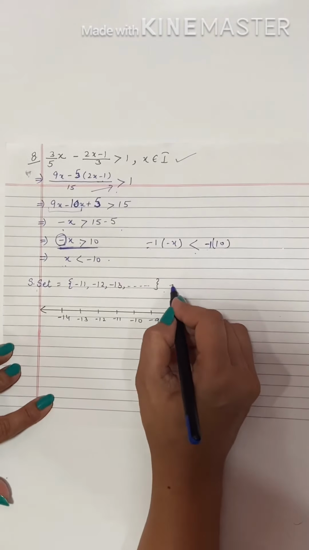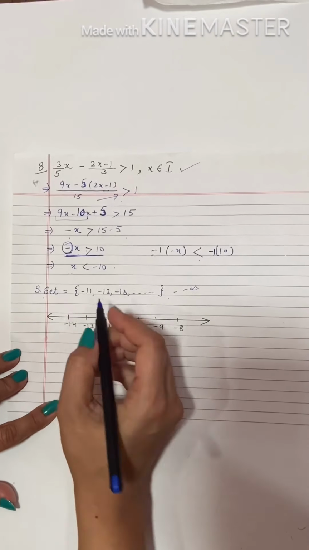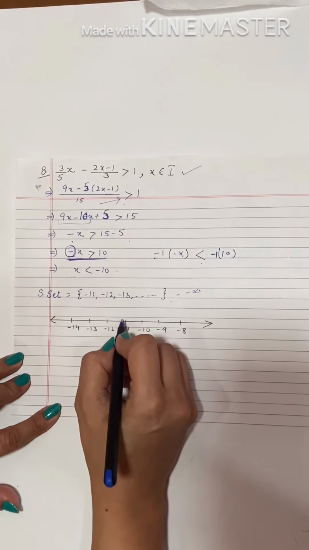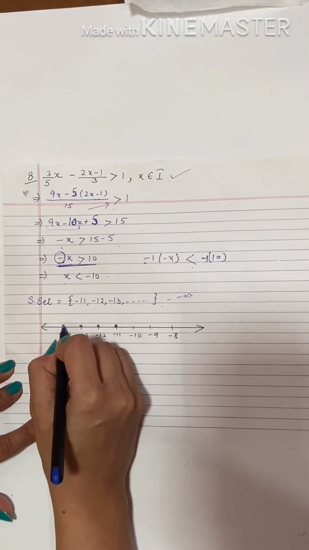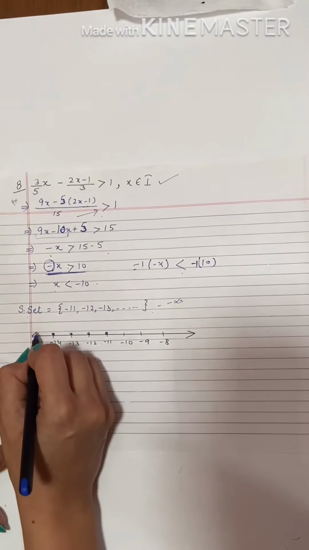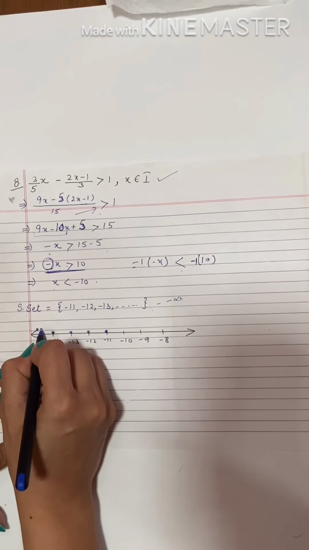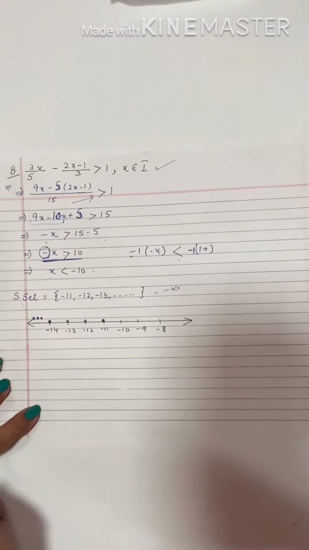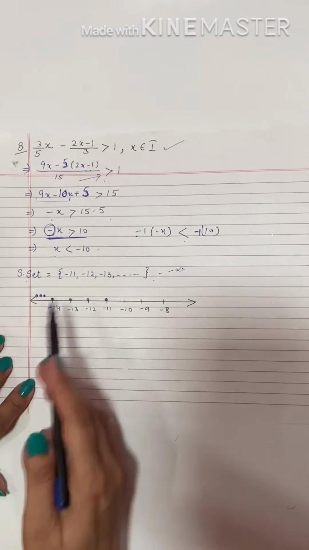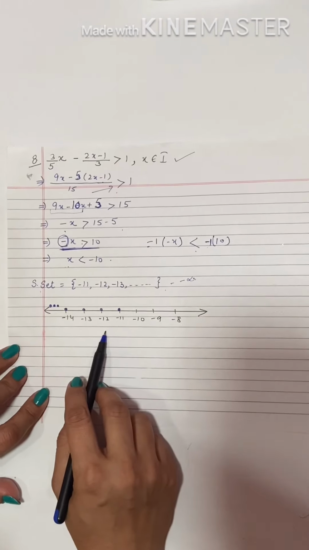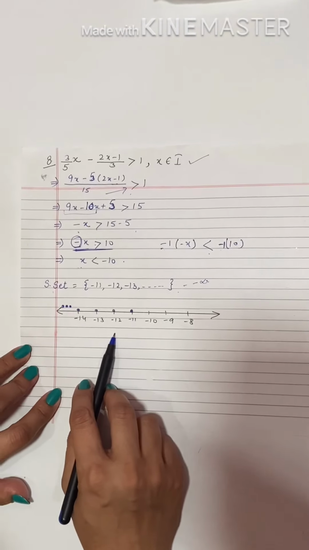That means it is going up to negative infinity. Now see how we are going to represent this. This is -11, -12, -13, -14, and it's going to negative infinity. So we put 3 dots above the number line. It means the solution is up to negative infinity. So this is how you solve the questions of linear inequations.